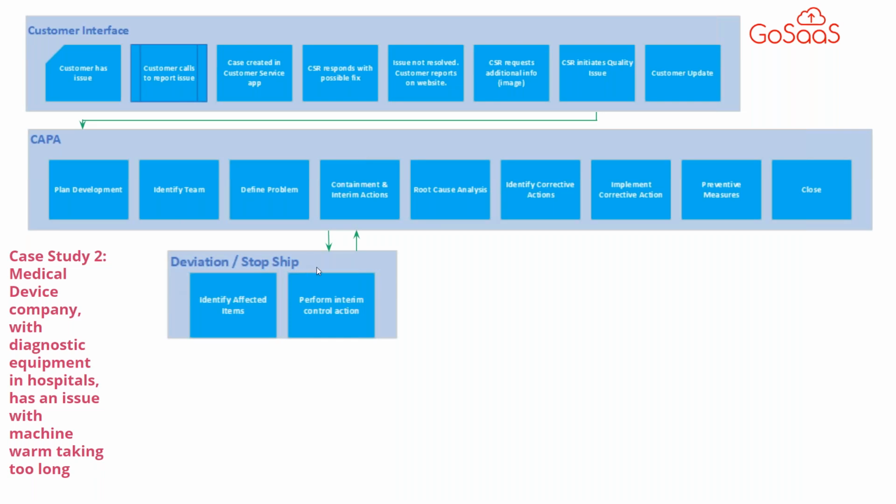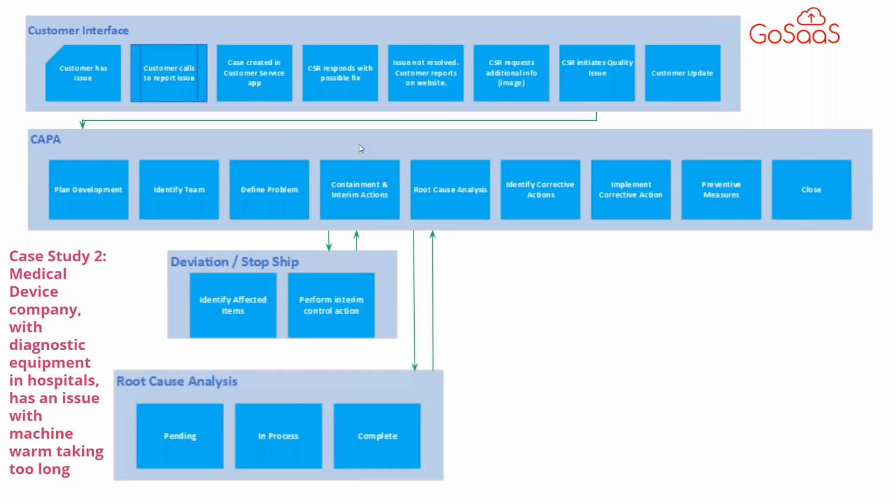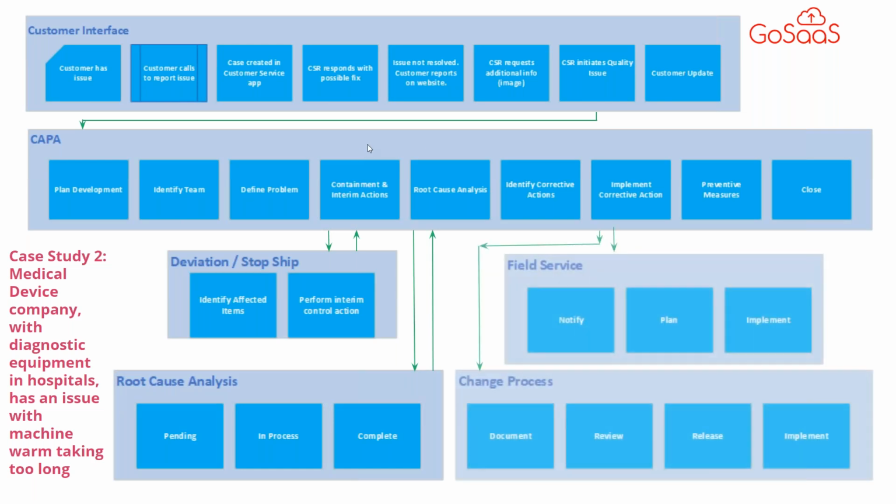So we may have to do a deviation or a stop ship on products in WIP. Next, we're going to get into a detailed root cause analysis. Once we determine the root cause, we're going to identify the corrective actions, and then we're going to implement corrective actions. And in this case, we're going to have field service involved with this, because they're going to go out and fix this customer's problem.